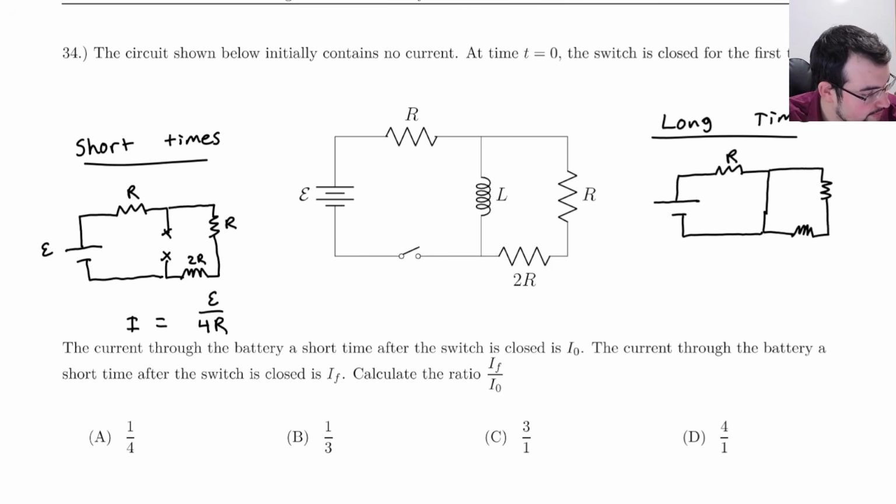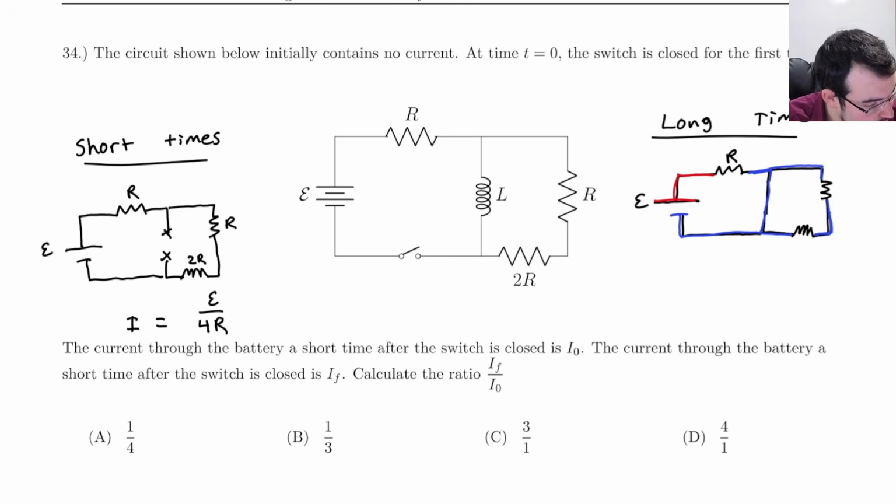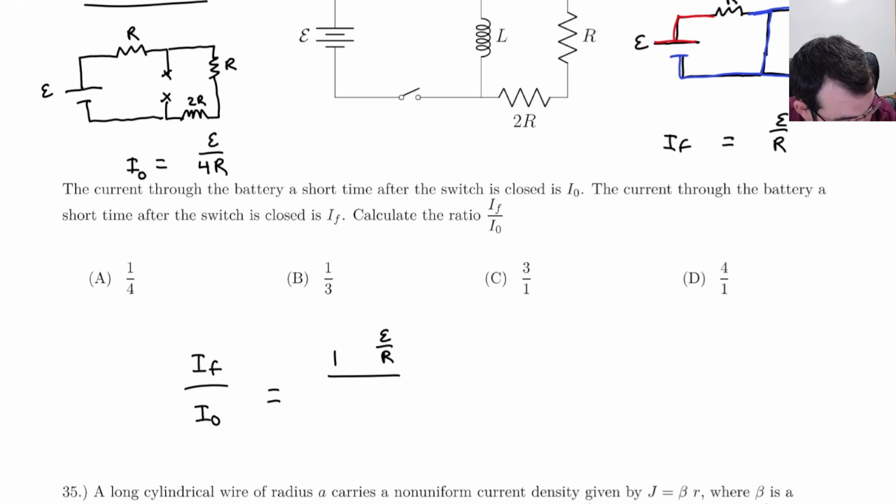Because after a long time, notice if we try to color code our circuit, we see that there is a sort of free path for the potential to explore, so it creates a short circuit. So after a long time, you short 2 of the resistors. So our long time current is just epsilon over R. So now we can just calculate this ratio. So I_F over I_0, after a long time, it would be 1 epsilon over R. And after a short time, it would be 1/4 epsilon over R. So we get 4 over 1.